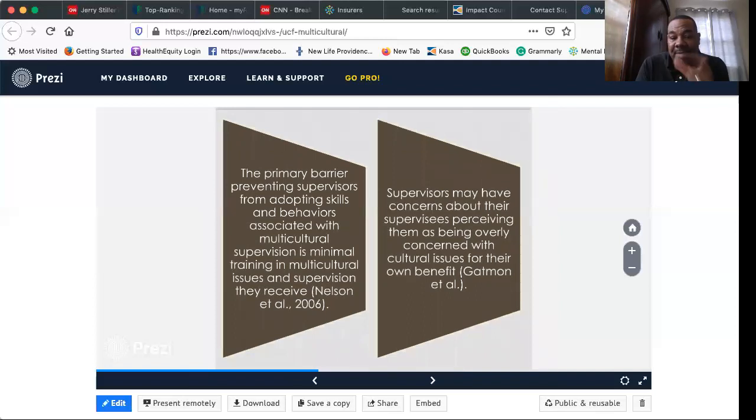Okay. The primary barrier preventing supervisors from adapting skills and behaviors associated with multicultural supervision is minimal training in multicultural supervision issues. So that's the primary barrier: the supervisee or the intern doesn't feel comfortable, the supervisor doesn't feel comfortable, so we just ignore the whole thing.